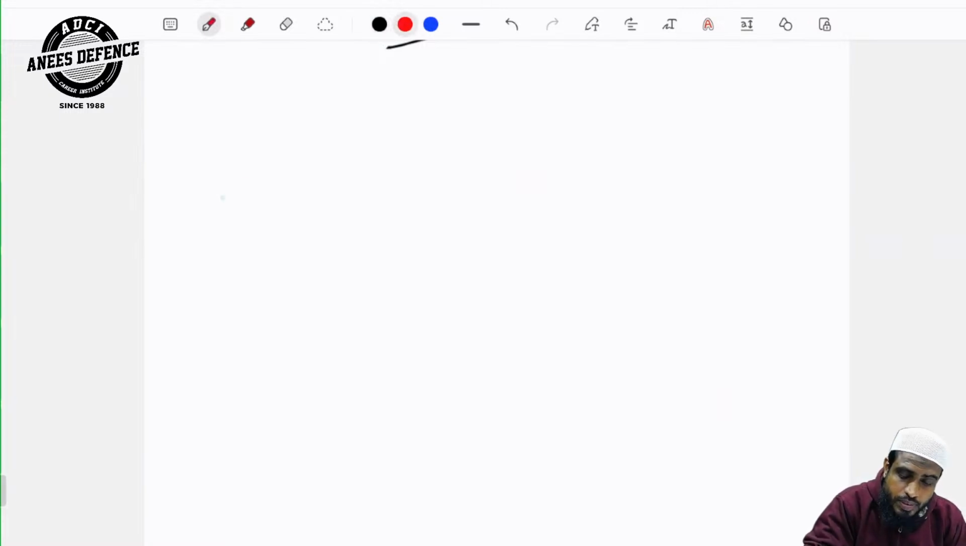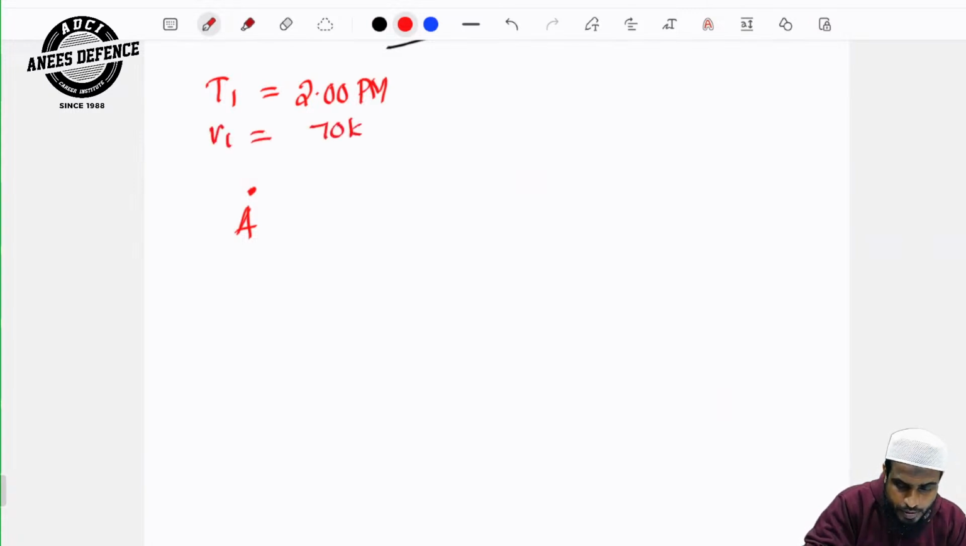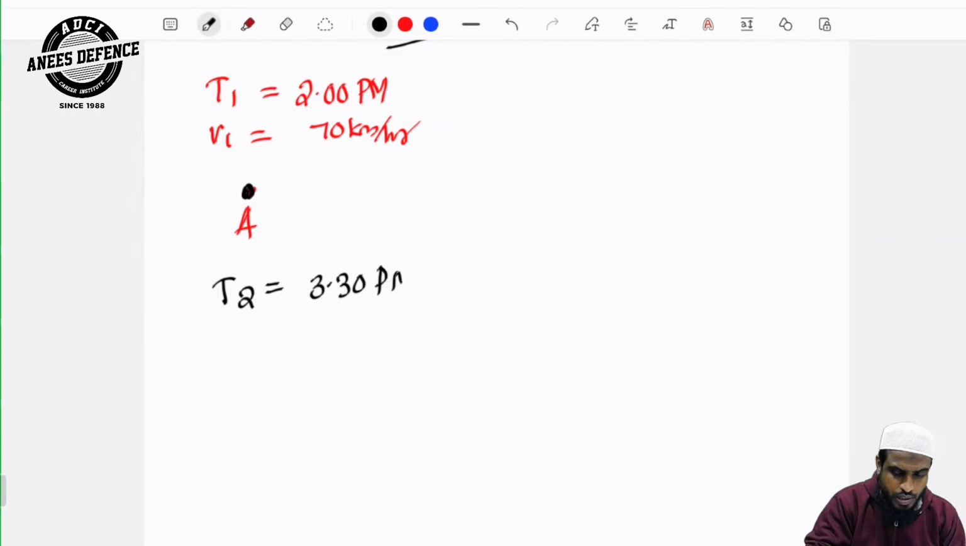The question is, a train is moving from A. The first train started moving at 2 p.m. Velocity is 70 kilometer per hour. Another train started from the same point at a time t2 equal to 3:30 p.m. Here the relative velocity concept will not come because both are starting at different timings. So no need to use the relative velocity concept.